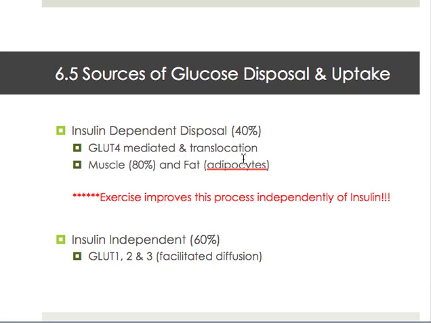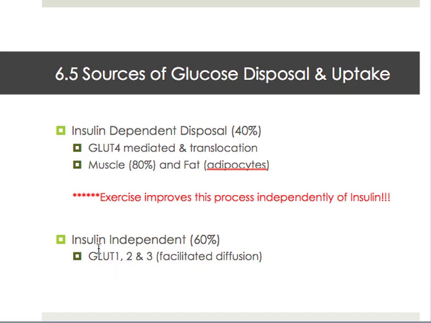Translocation means that the receptor is somewhere in the cell, and at one point it is expressed on the cell membrane. This happens mostly in muscle and fat, and 80% of the glucose we get that's insulin dependent goes to muscle. Studies have shown that exercise improves this process independently of the concentrations of insulin, which obviously has a big impact in the way we work.